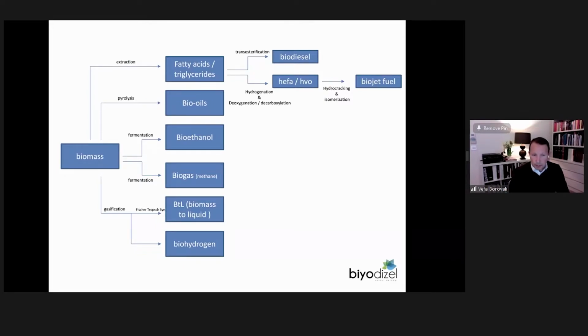More sophisticated and popular, through gasification, we can end up with BTL, biomass to liquid, and biohydrogen. These are all different alternatives of biofuels, which can be generated from biomass through different technologies. But now I'm going to focus more on the fatty acids, triglycerides, biodiesel, and SAF, sustainable aviation fuels, and so on.